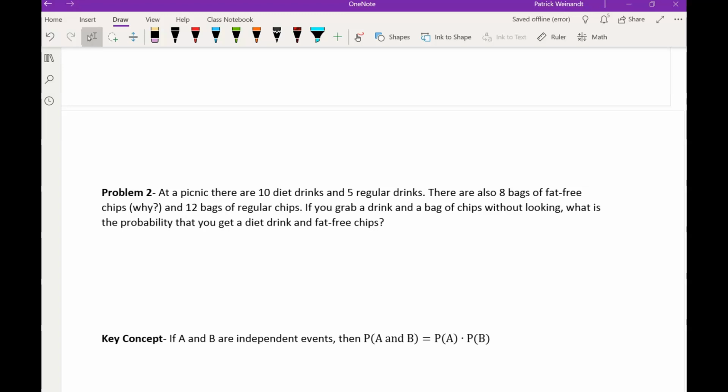Okay, well, let's look at these events. Are they independent events? Does my drawing a drink impact my drawing a chip? Well, if I have drinks in a cooler and chips in a container, the drink I choose shouldn't impact the chip I choose. So these are independent events.